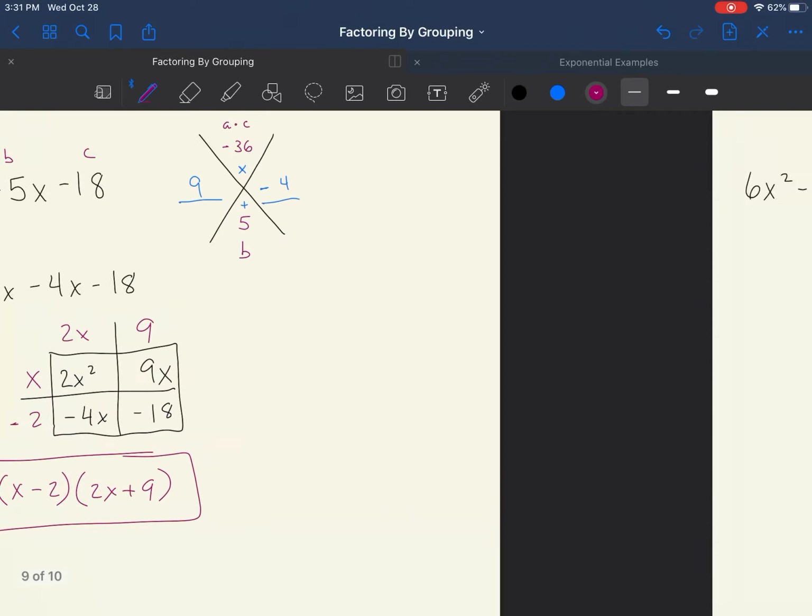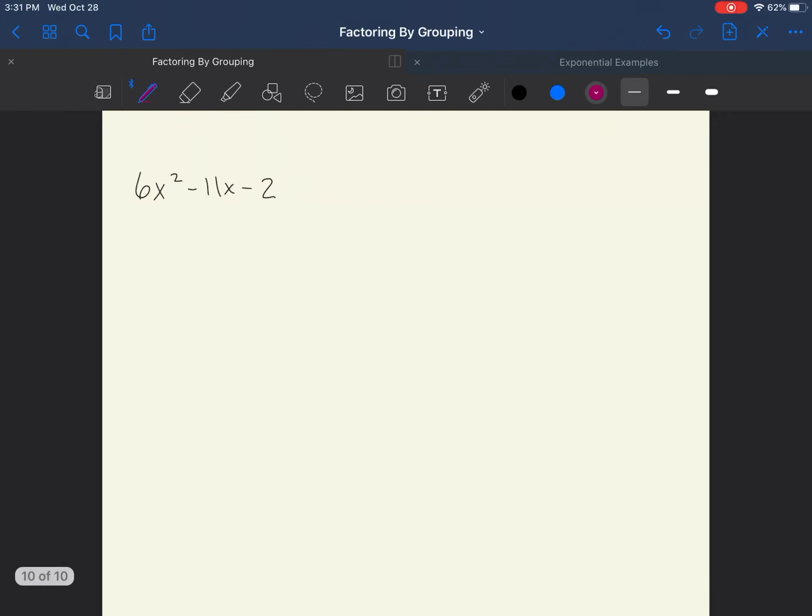All right, so our final problem for these videos. So remember, we have 6x squared minus 11x minus 2. Your directions here are to factor. So we're going to draw our x, our organization. We have a times c. Let's see, 6 times negative 2 is negative 12. And on the bottom we have b, which is negative 11.